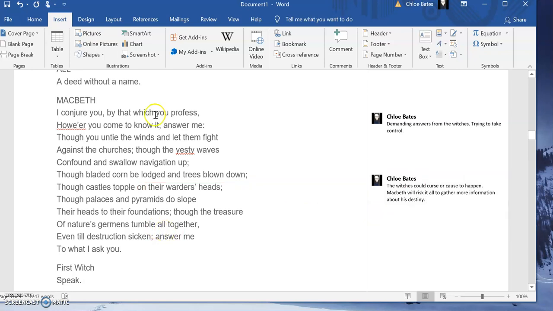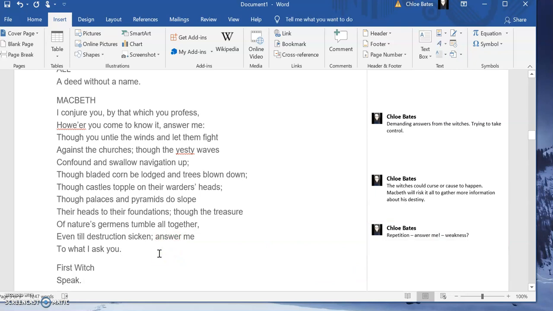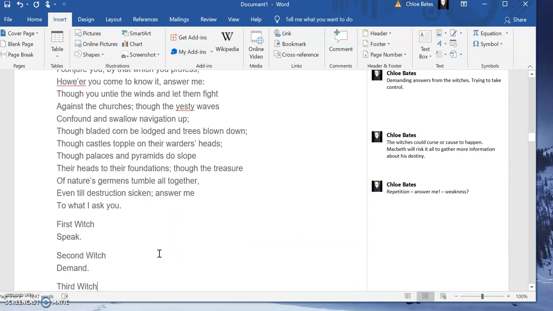Answer me. And this repetition of answer me, he has to know. So he's desperate to know. It's up to you here. Do you think he's powerful or weak? Is it that he's powerful in terms of taking control of the witches, or does it show a slight weakness in that he has to know to carry on? Otherwise, he won't know what's going to happen to him, and he keeps seeing Banquo's ghost. So he's been haunted, and there are now suspicions because he's acting like this weaker person in front of his nobleman and King's Guard.